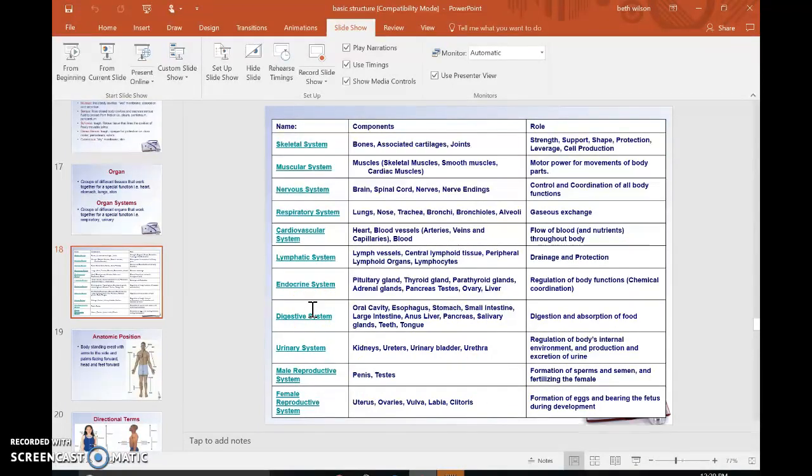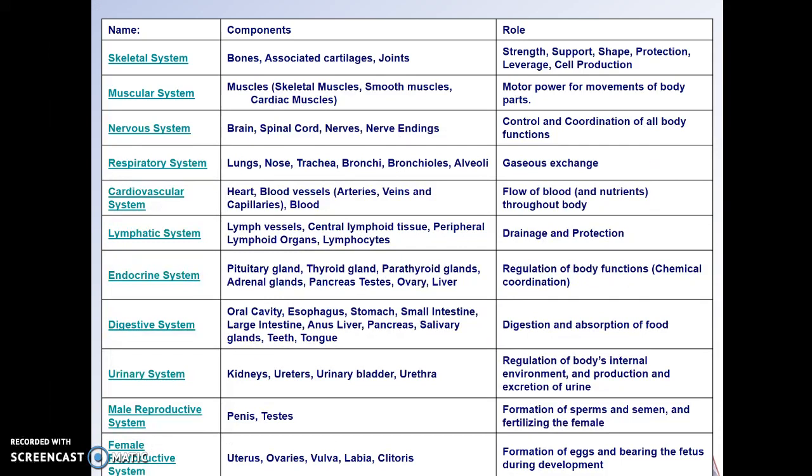Once you have that finished, you're going to do the next worksheet called Name That System. And then we're going to keep moving on from there. Let me get the PowerPoint going back up. We're going to be moving on to body cavities.